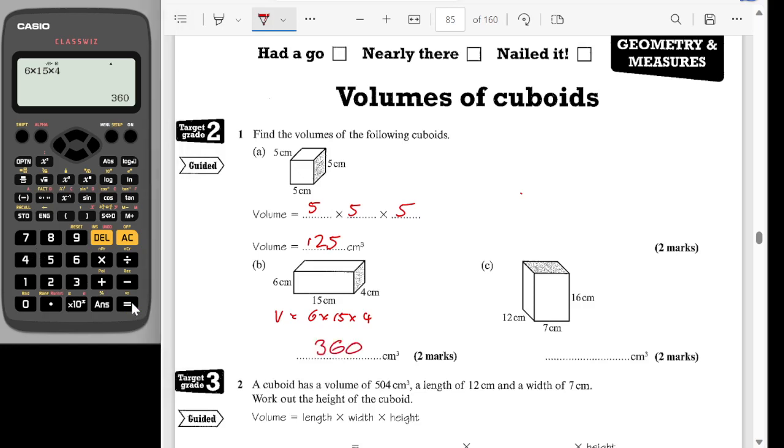And then for the final one, we're looking at the volume being equal to 16 times by 12 times by 7. So 16 times by 12 times by 7. There we go, that's going to be 1,344.